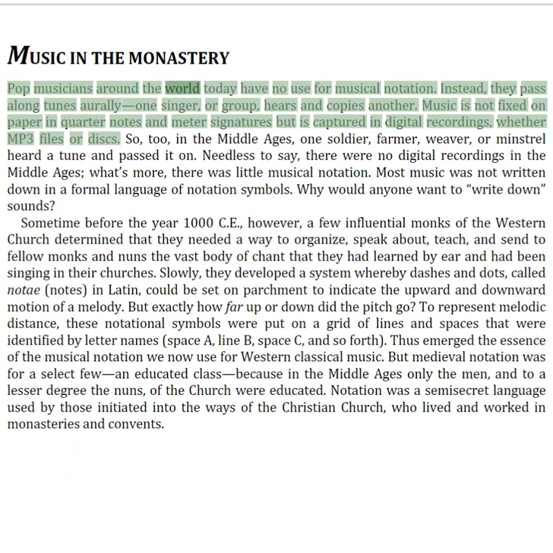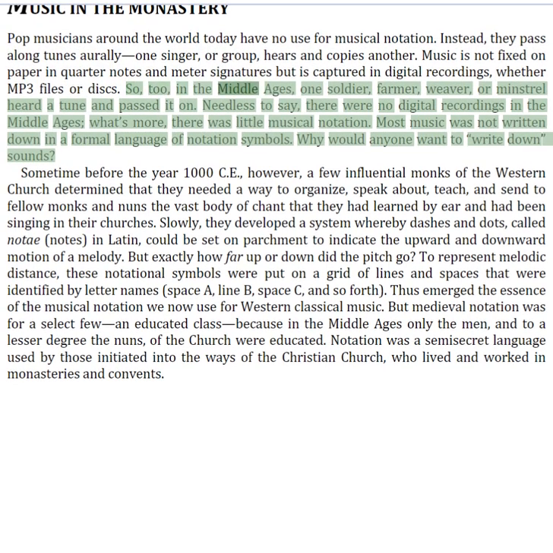Pop musicians around the world today have no use for musical notation. Instead, they pass along tunes orally, one singer or group hears and copies another. Music is not fixed on paper in quarter notes and meter signatures but is captured in digital recordings, whether MP3 files or discs. So, too, in the Middle Ages, one soldier, farmer, weaver, or minstrel heard a tune and passed it on. Needless to say, there were no digital recordings in the Middle Ages.